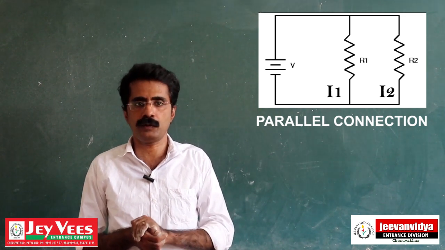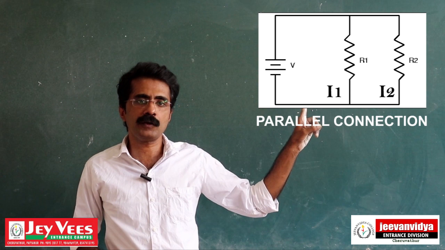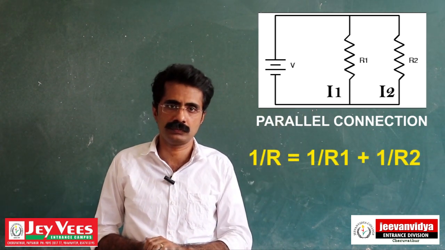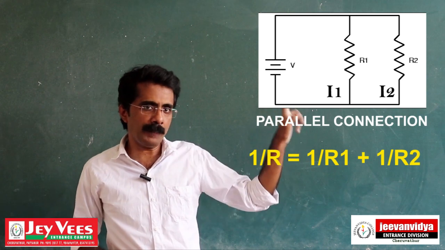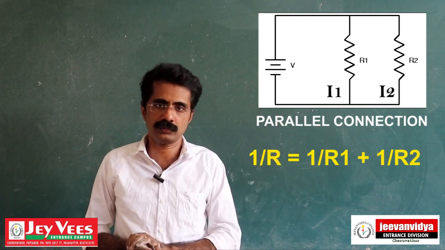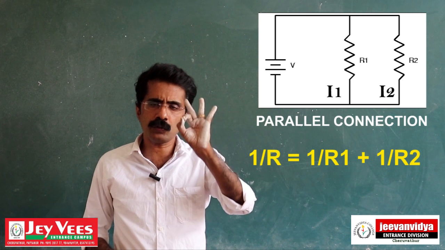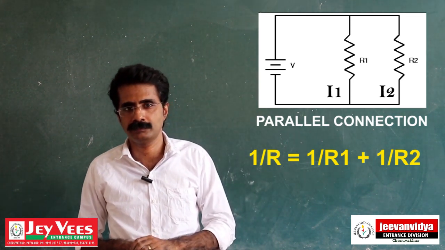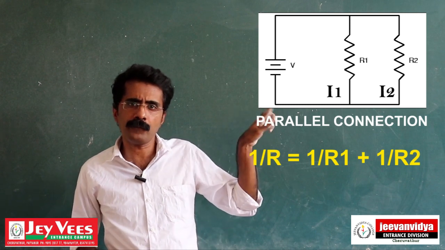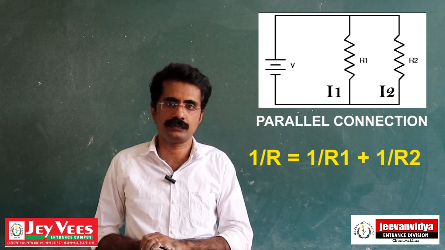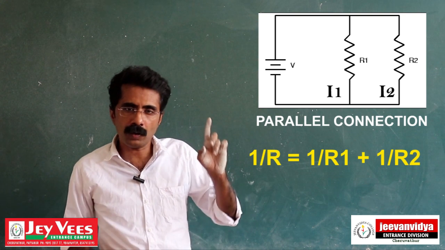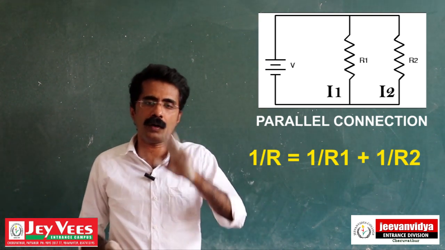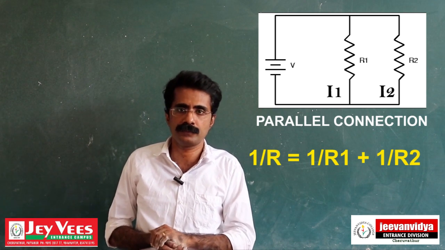Then the effective resistance is given by 1/R is equal to 1/R1 plus 1/R2. That means, when two resistors are connected in parallel, the reciprocal of effective resistance is equal to the sum of the reciprocals of the individual resistances.